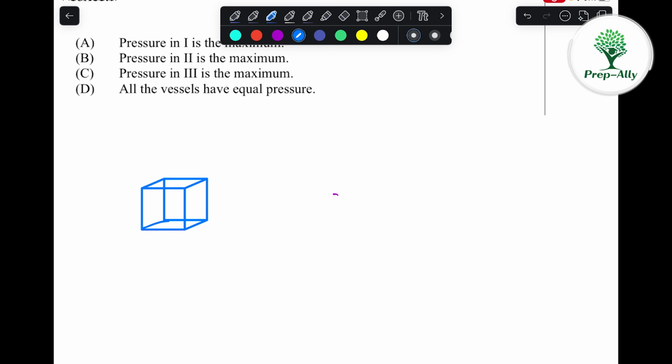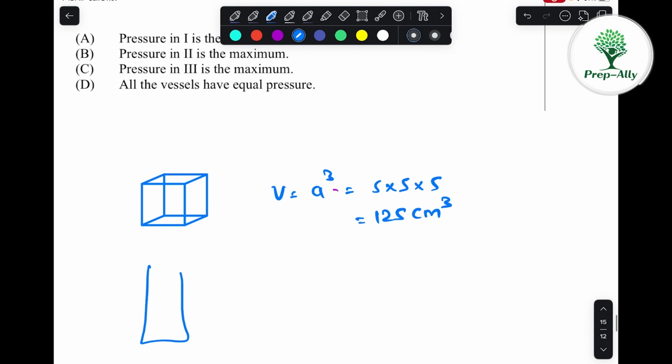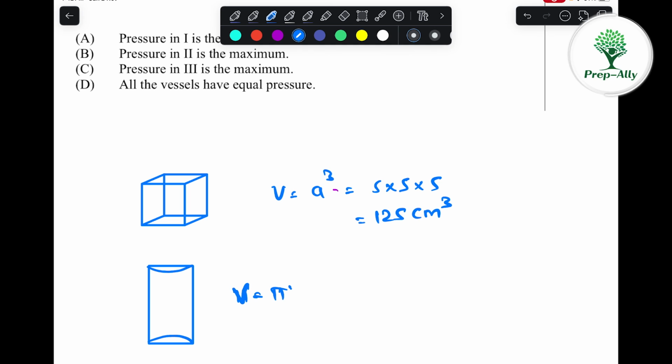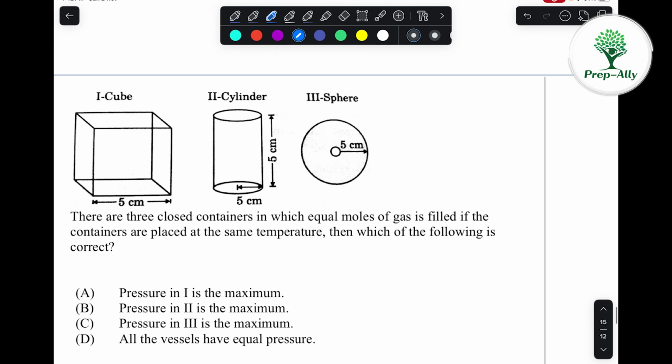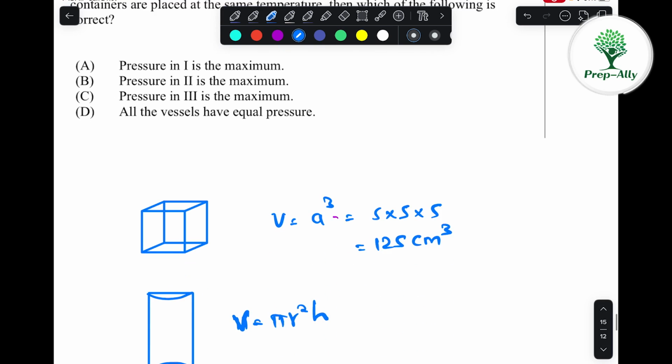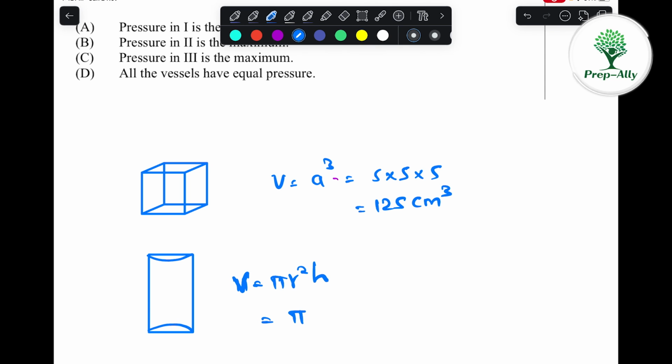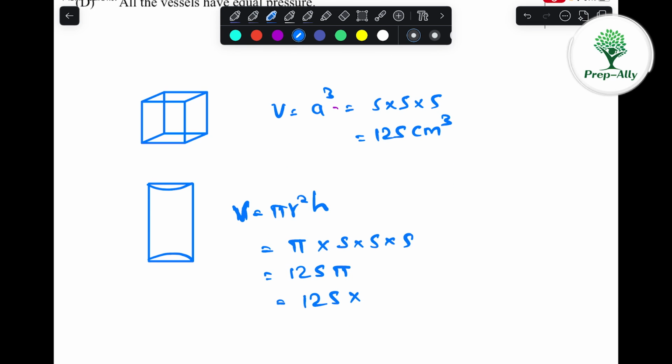The volume of a cube is measured as a cube. So 5 into 5 into 5, which is going to give you 125 centimeter cube. And then this is a cylinder. I can say the volume is given by pi r square h. So both are 5 centimeters, so I can directly do it. Pi into r is 5 into 5 into 5, again 125 pi, which means it is going to be 125 into 3.14.